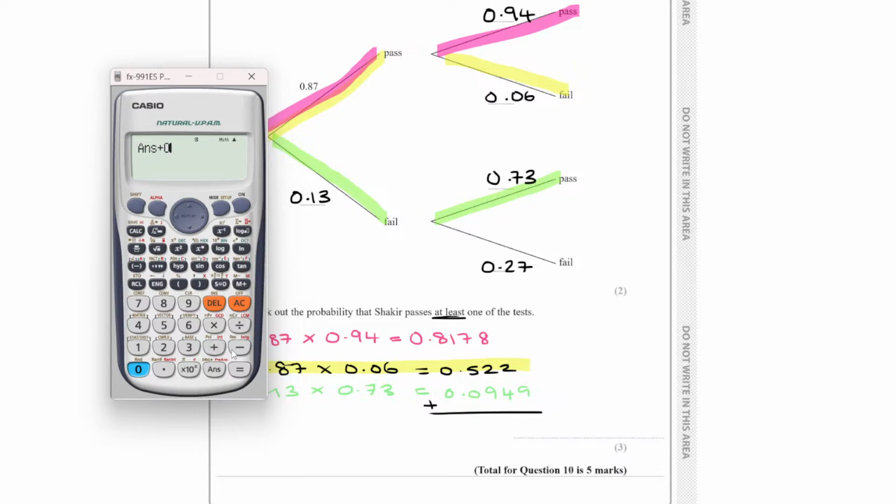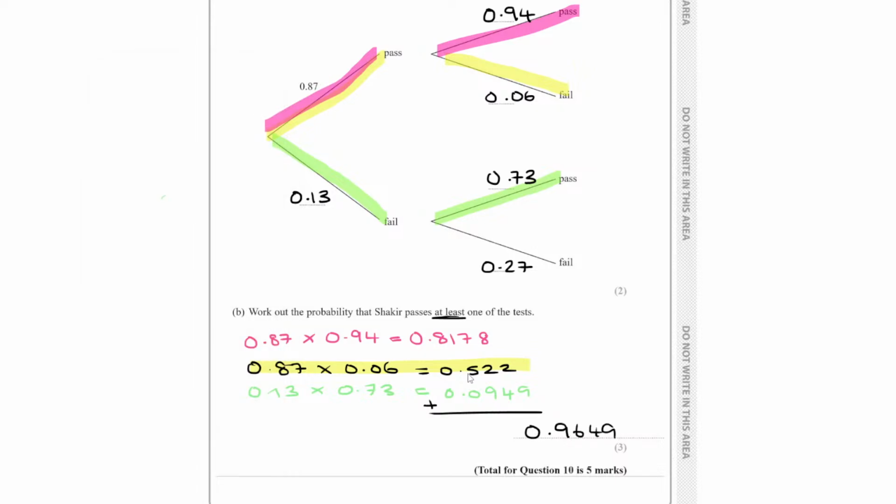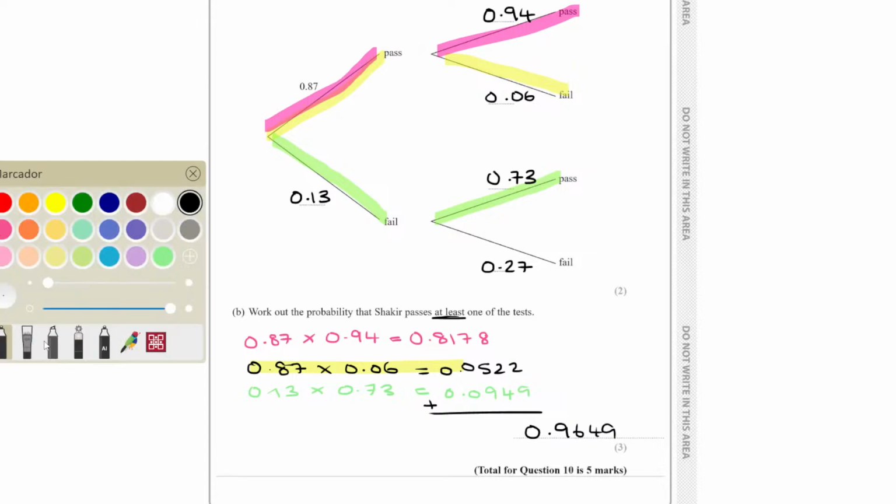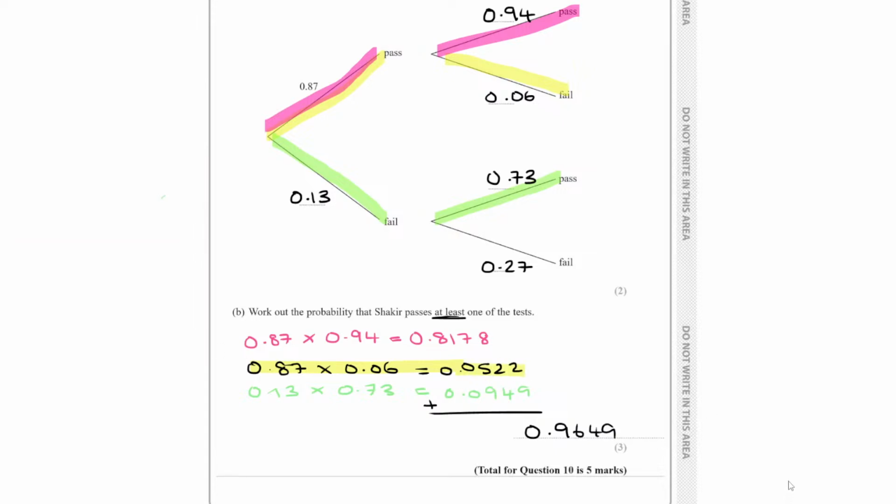So add that to 0.8178. Add that to 0.0522. I missed a 0 there, didn't I? Let me write in that other 0. So the total should be 0.9649. This was meant to have another 0 here. There, that's better. Okay. So this is always the same for probability trees. You multiply between the branches, and then if you end up with multiple options here, you then add them.